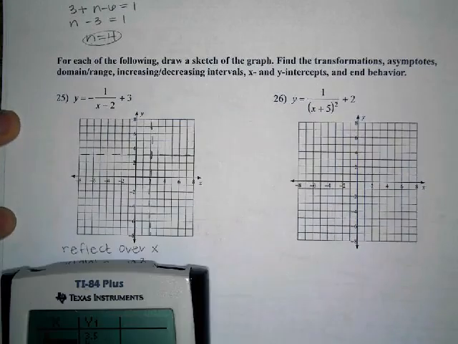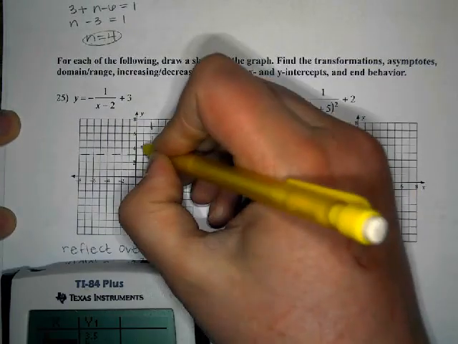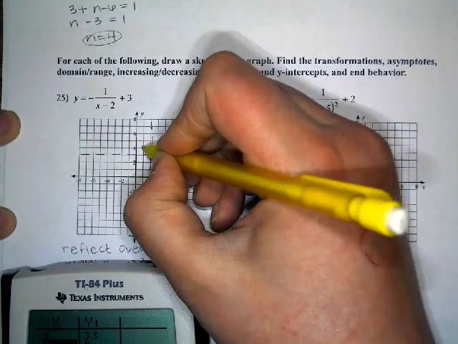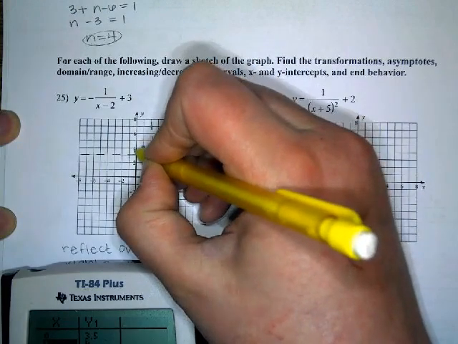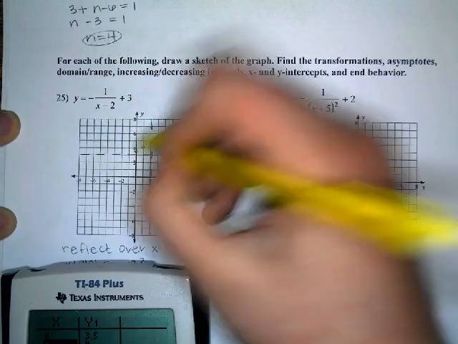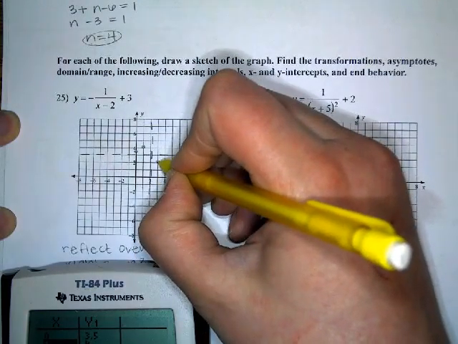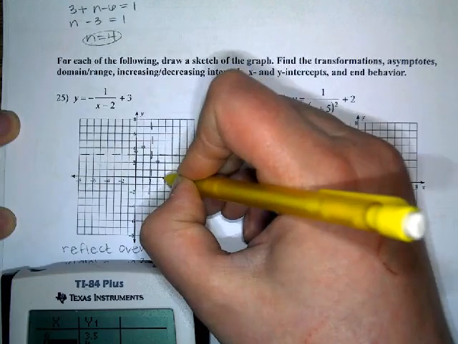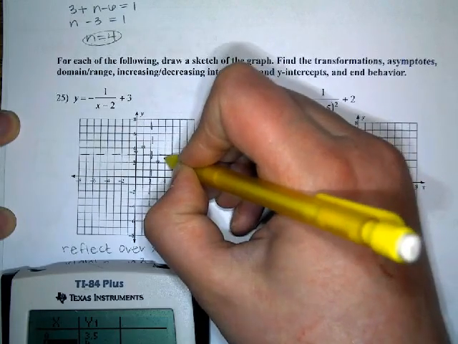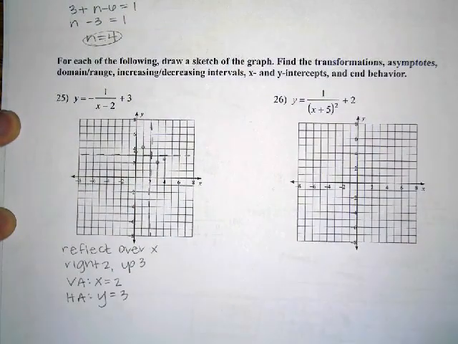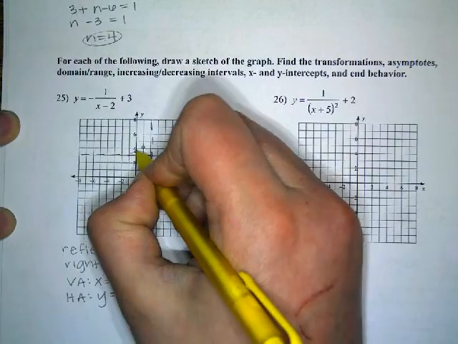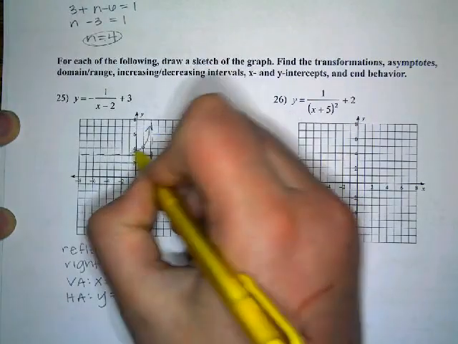Okay, so I've got the point 1, 4. 0, 3.5. 3, 2. 4, 2.5. Okay, so there's my graph.